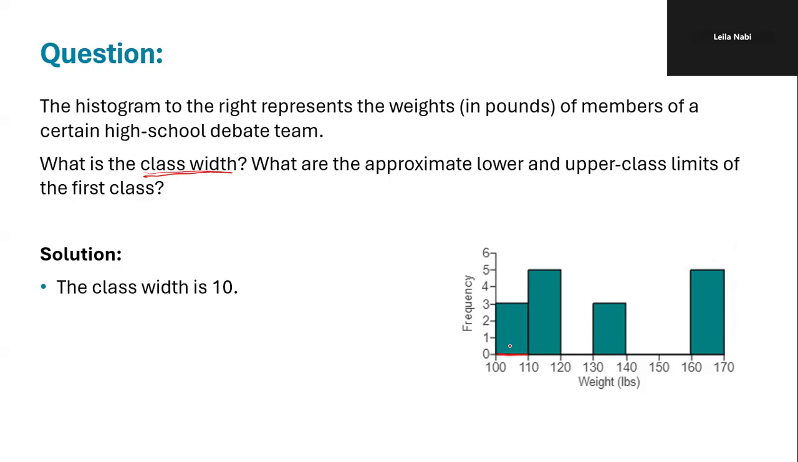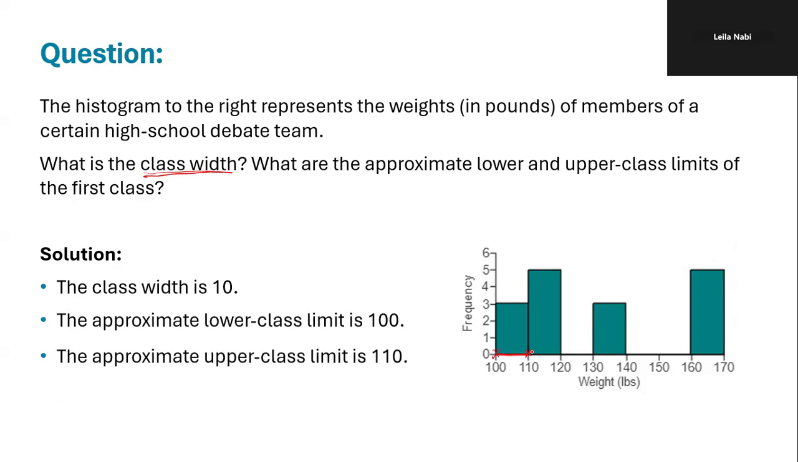What are the approximate lower and upper class limits of the first class? So the first class is from 100 to 110. The lower class limit and the upper class limit. We say approximate because they are usually the class boundaries, not the exact classes, okay?